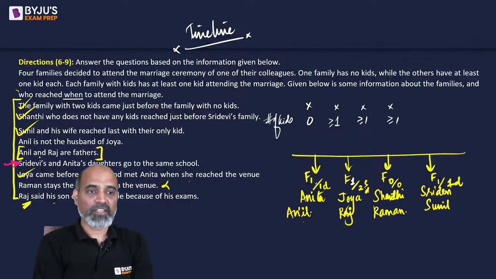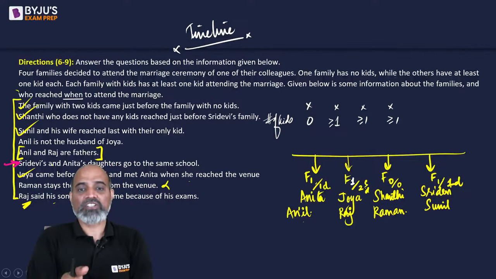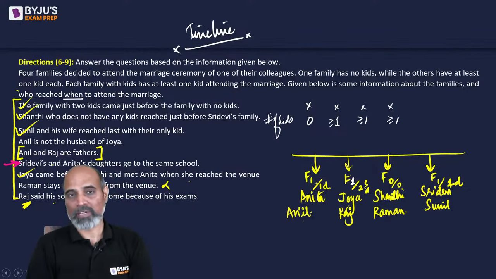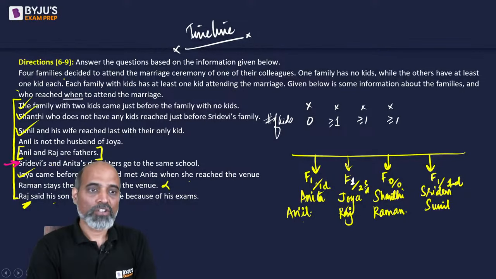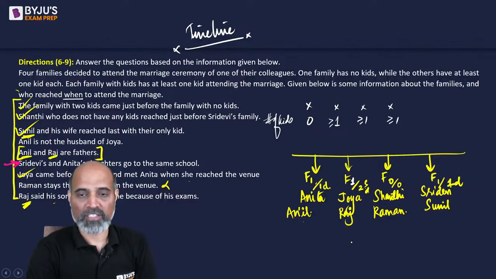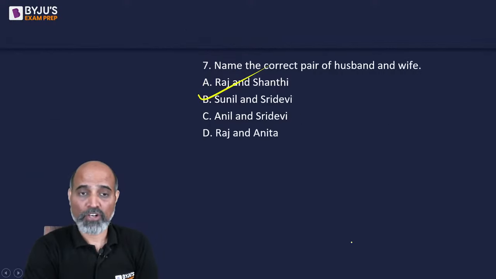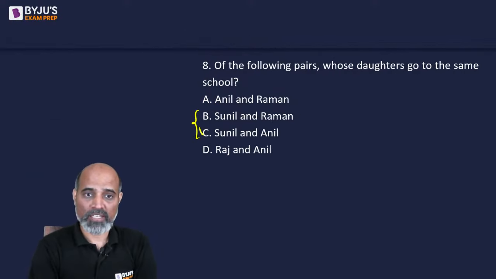A very silly mistake. So that means Anil and Raj, they are going to be the people who have at least one kid. So Raman is the guy who doesn't have any kid. So Sunil has a kid, Anil and Raj, they have a kid. So Raman is the guy who doesn't have a kid, who's married to Shanti. So Sunil and Anil, they have their daughters studying together. So Sunil and Anil.